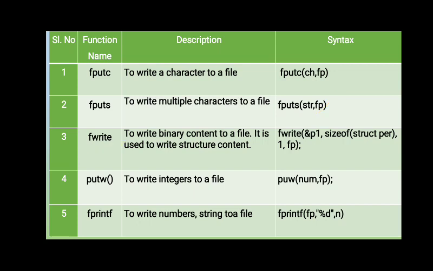fwrite is to write binary content or structure content. To write the structure content, you have to specify the address of the structure variable, then the size of the structure variable, and next the number of blocks, or how many structure data you're going to store, and then the file pointer.